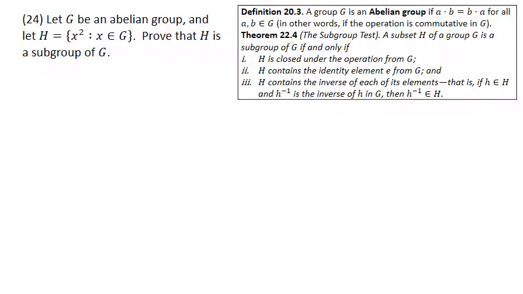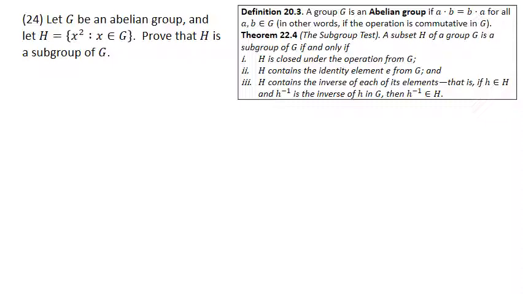Okay, so number 24. Let G be an abelian group and let H equal x squared such that x is an element of G. Prove that H is a subgroup of G. Actually, I'm not sure why this problem was in section 25 or investigation 25, but anyway, I found it in the homework there. So let's give this a try.